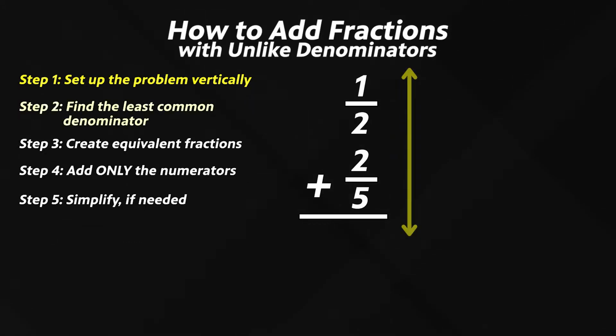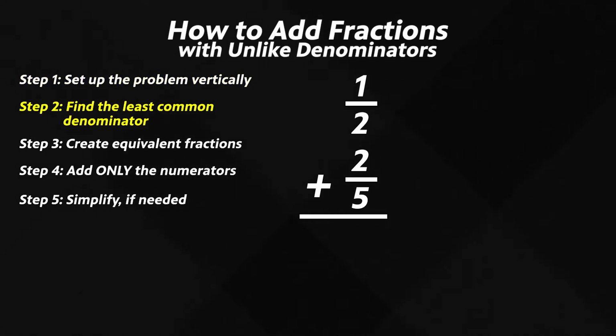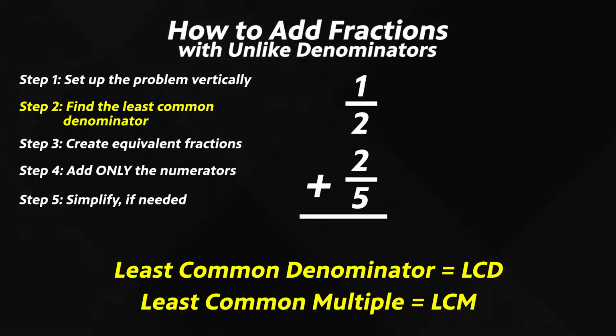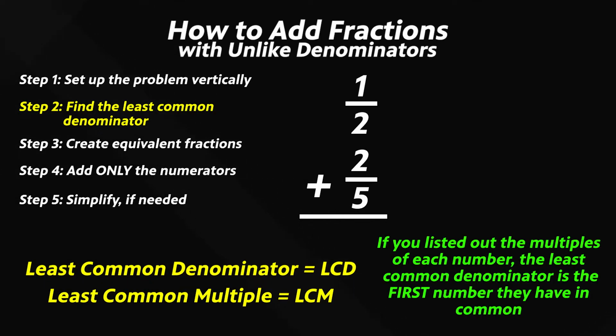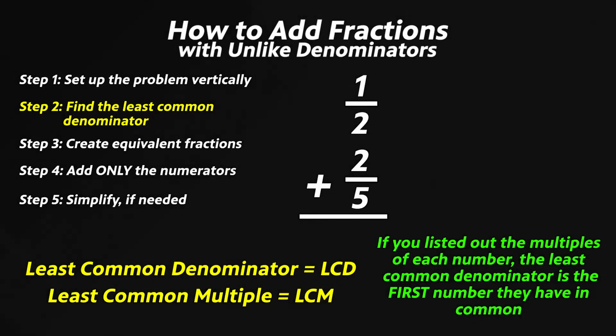Now that our problem is set up, we need to find the least common denominator for the fractions that we're adding. Sometimes the least common denominator is referred to as the LCD or LCM, which means least common multiple, and they all mean the same thing, which is if you listed out the multiples of each number, the least common denominator would be the first number that they have in common.